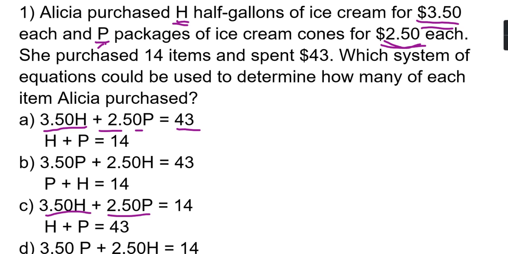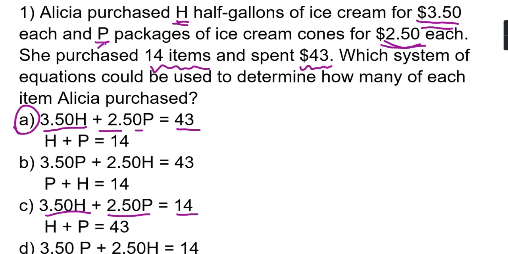So is the total supposed to be 43 or 14? Well, $3.50 and $2.50 represent the price or the cost. So we want to make sure that the total there represents the cost. Now we see 14 is items and 43 is dollars. So cost is 43. So choice A has that correctly. It has that total with the rates $3.50 and $2.50 with the cost $43.